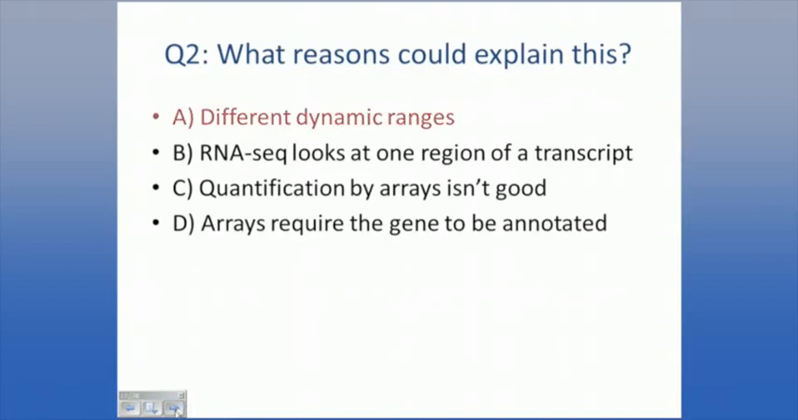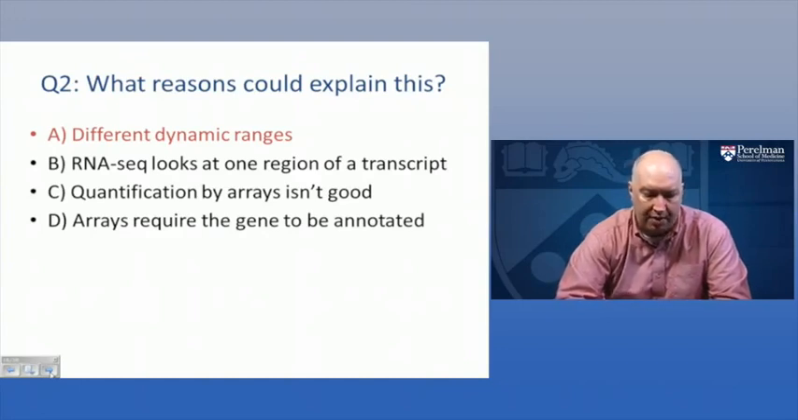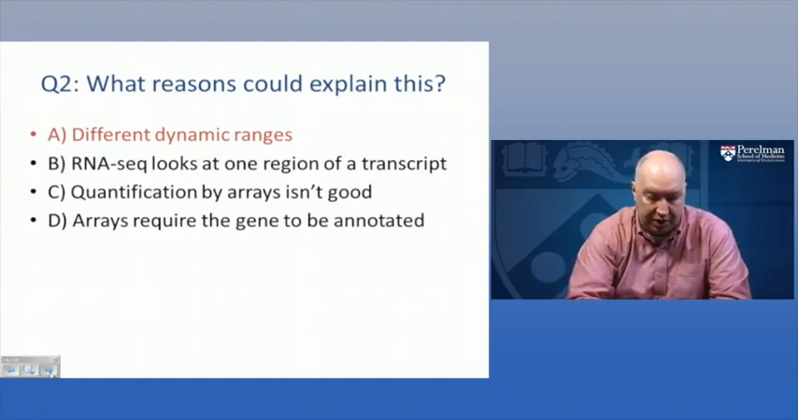And here the answer is A. The 2 technologies have different dynamic ranges. It's true that RNA-seq can look at one region of a transcript, but in general, you're sequencing the whole transcript. You're not doing 3' biased. In general, you're sequencing the whole transcript. Quantification by arrays we just showed was just as good as RNA sequencing. And it's true that arrays require the gene to be annotated, but that doesn't have anything to do with whether or not the 2 technologies compare.